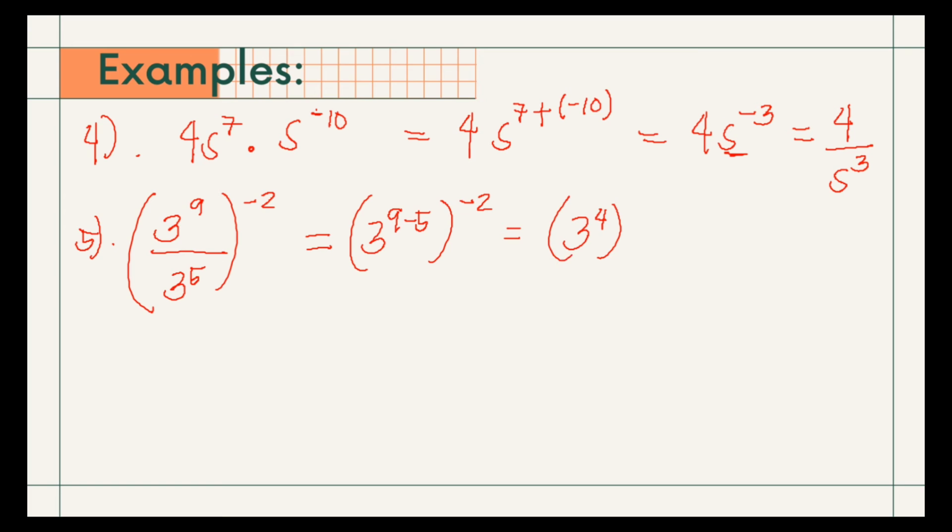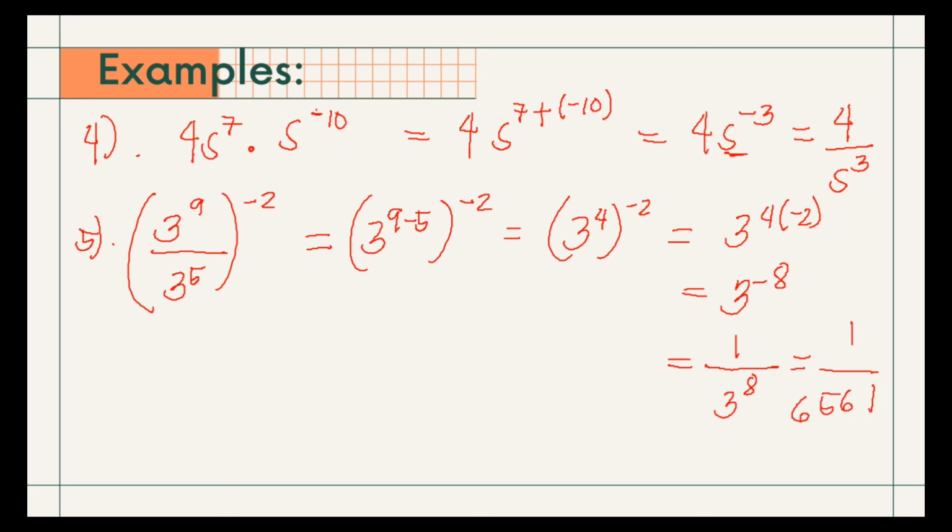And then, raised by negative 2. So, power to a power rule. So, 3 times 4 times negative 2. So, that is equal to negative 8. So, 3 raised to negative 8. So, get the reciprocal. So, you have 1 over 3 raised to 8 rather. So, that is equal to 1 over 6,561. Okay? Sana nasusundan nyo.